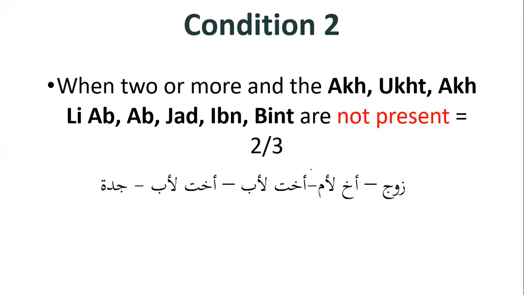So again, over here we can see Zawj, who will receive half, Akh li ummin 1/6, Jadda 1/6. Now these 2 ukht li abins together will receive 2/3. Again, look out for the relatives. Is there any akh here? No, there is no akh. Any ukht? No ukht. Any akh li ab? No. Any ab jad ibn? No. Any bint? No. And therefore, the ukht li abin will receive 2/3 of the inheritance.